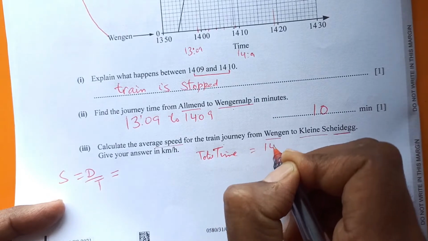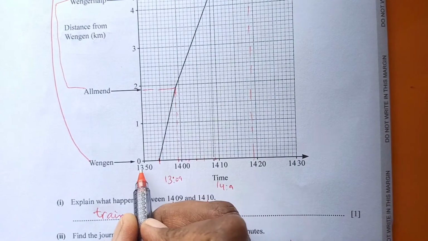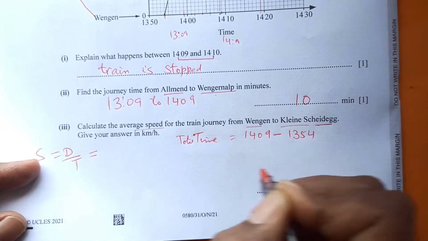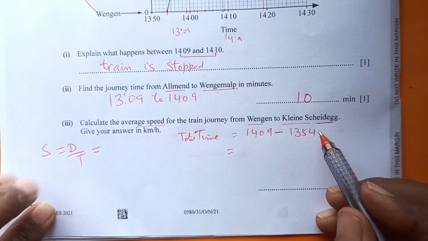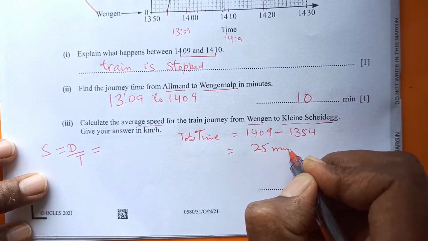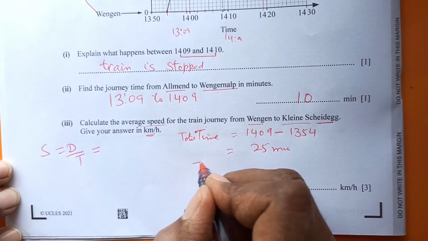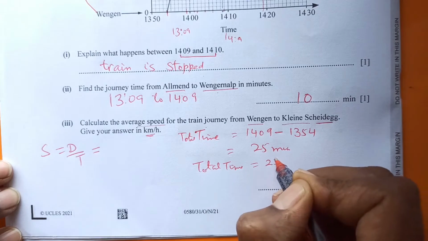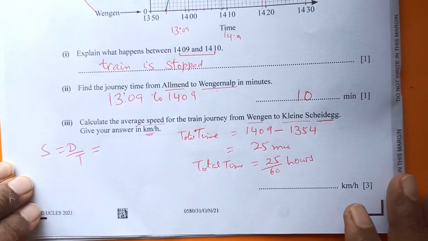So the total time is 1409 minus, so the journey started here, which is 1354. So 1409 minus 1354. If you calculate the time, it is coming 25 minutes, right? But we need our answer in kilometers per hour. So total time will be 25 over 60 hours. Right, now we need the total distance.